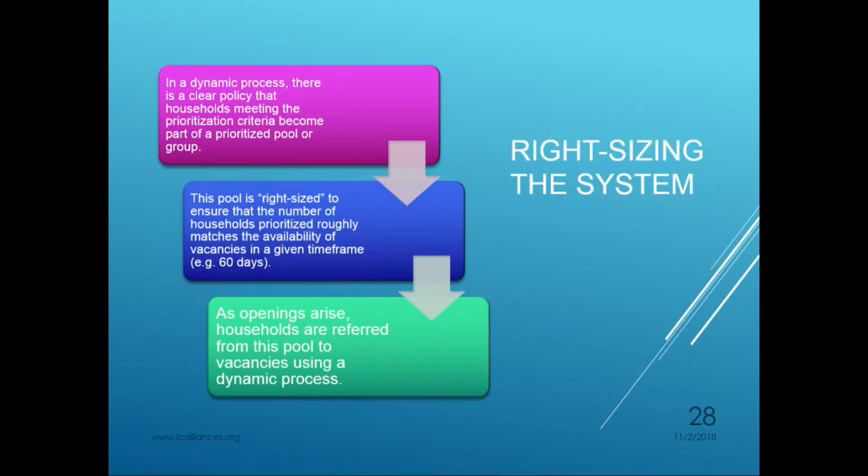So in a dynamic process, there is a clear policy that households meeting the prioritization criteria become a part of the overall prioritized pool. This pool is then right-sized to ensure that the number of prioritized households roughly matches the availability of openings in a given time frame. And as openings arise, households are referred from the pool to housing program vacancies using a dynamic process.